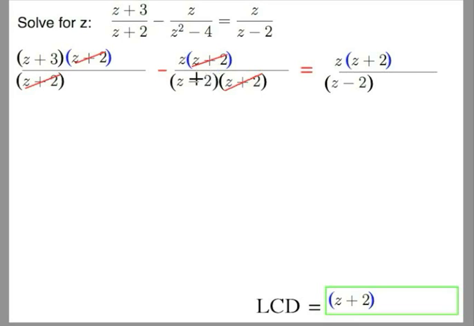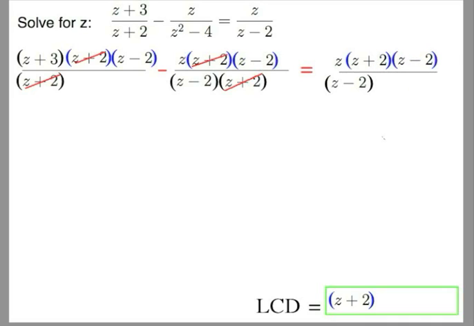Here, however, I have a factor of z minus 2, and wouldn't it be nice if I had a z minus 2 up here? And so it would be nice. Let's go ahead and put one in. And again, everything is going to take that, including the first term, and including the term on the other side of the equation. So everything gets multiplied by z minus 2.